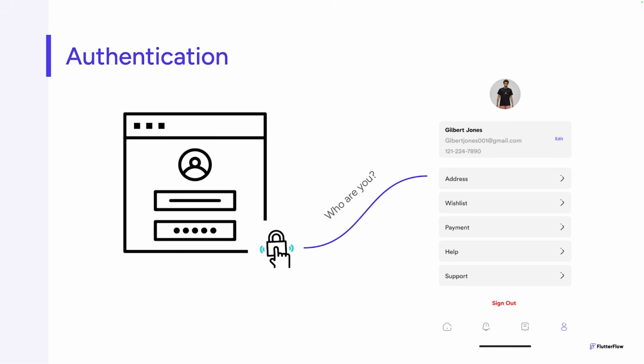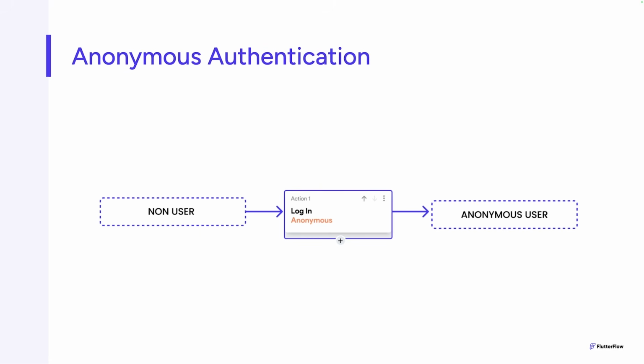There are several standard authentication methods. Anonymous authentication allows users to interact with your application without permanent credentials by creating temporary anonymous accounts. This benefits users who want to test services before committing to an account.